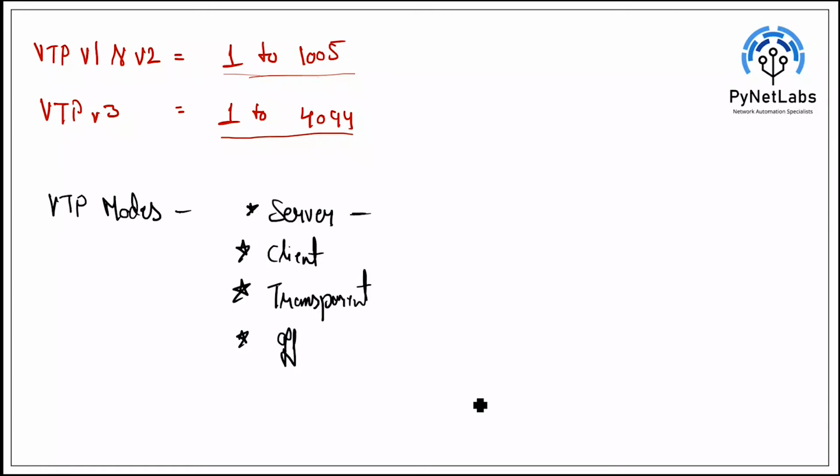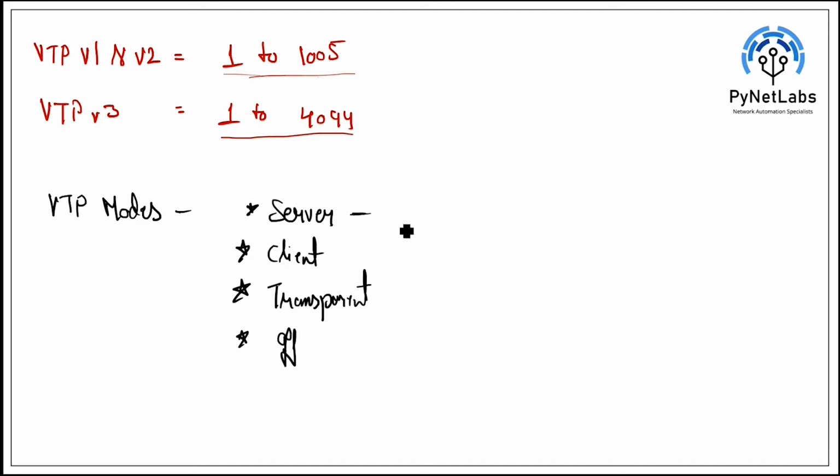Or do you want to see these things practically? By default, all the switches will be in server mode. According to our requirement, we will change it to client mode or transparent mode, which you have already seen in the VTP labs. The VTP server can advertise the standard VLAN range from 1 to 1005. You are not allowed to create extended VLANs from 1005 to 4094 in server mode, as it is not supported.